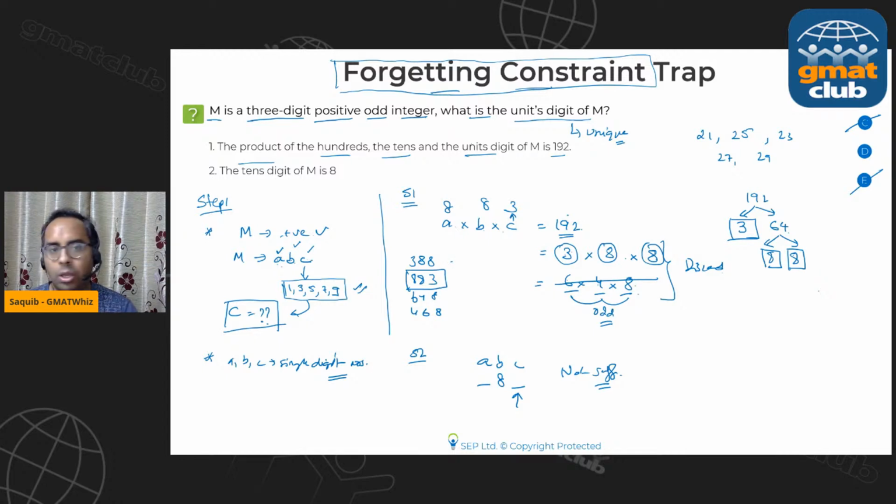Okay. So I hope it's clear. What do I mean by forgetting constraint trap? What is the process that you need to follow before deciding whether you should discard a case or accept a case, or say whether a statement is sufficient or not sufficient? Either keep in your mind at all times what the constraints are, but sometimes in the exam it might be difficult. So if you have written it down, just quickly check whether all the constraints are being satisfied or not. Okay, because the constraint might help you get rid of some of the answer choices.